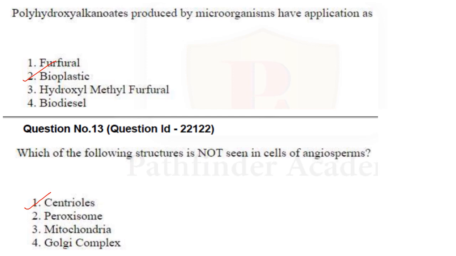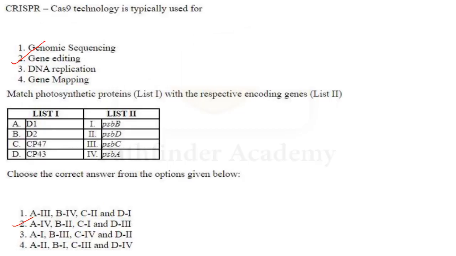They are found in animal cells and lower plants, not in higher plants. Higher plant is angiosperm. Lower plant is your chlamydomonas. So in chlamydomonas and in animal cells, these centrioles are present, but they are not present in angiosperm. So instead of asking plant cells, they have asked specifically angiosperms just to confuse you all. So the answer here is option 1, centrioles.